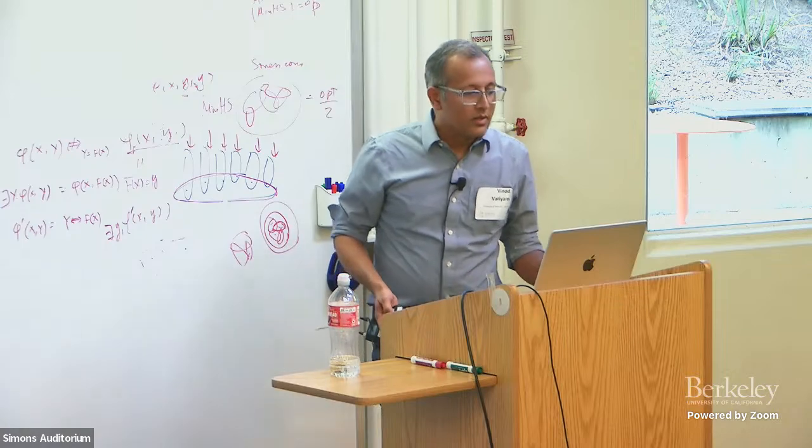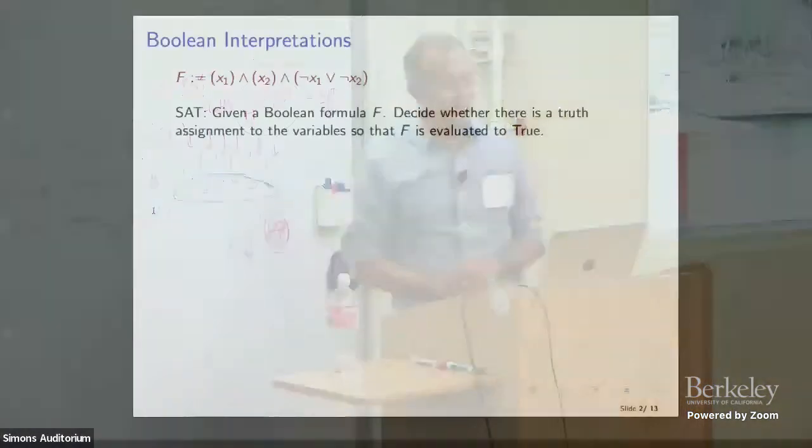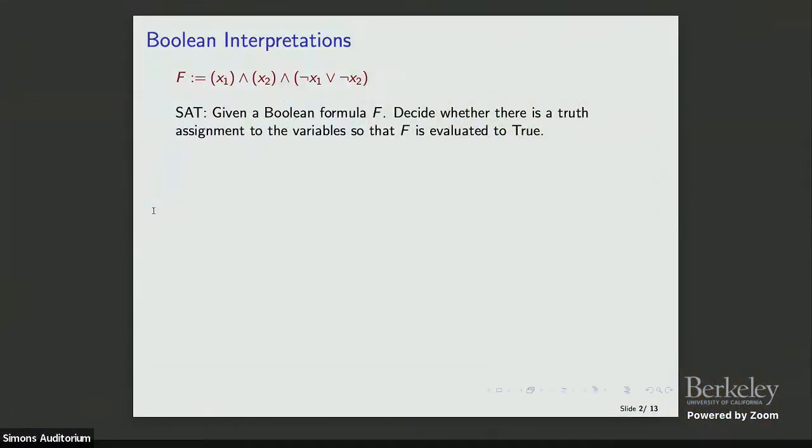Okay. So, the SAT problem. Here you have a formula in CNF form, and SAT is asking, given this formula, decide whether there is a truth assignment to the variables so that f evaluates to true or false.